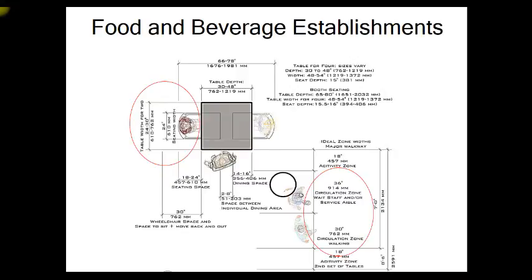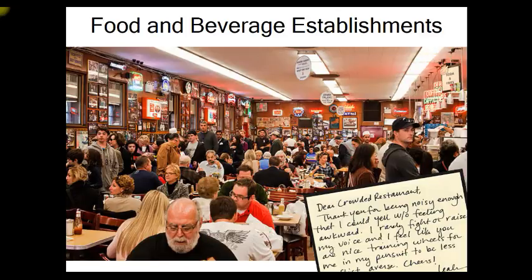In our food and beverage establishments, there's a few critical dimensions. 24 inches is still our seating width, 30 inches is still our table depth, and then we have circulation zone behind every table of at least 36 inches. When our spaces are too crowded, it really can be a miserable experience for everyone. Dear crowded restaurants, thanks for being noisy enough that I could yell without feeling awkward. So it makes an unpleasant environment and makes people want to leave the space very quickly.